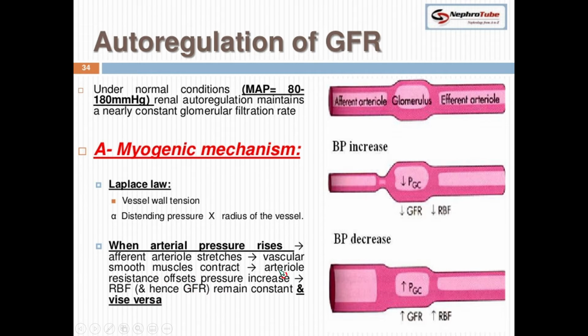So arterial resistance offsets the pressure increase. The pressure that was increased, which is going to increase your blood flow, is offset by your arterial constriction, or increased resistance. So GFR remains constant. This is another theory regarding this one. Let's move to the next topic, that is, what are the different factors which are going to control your GFR.